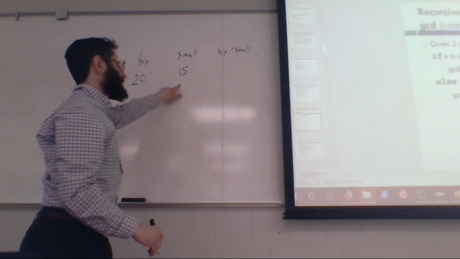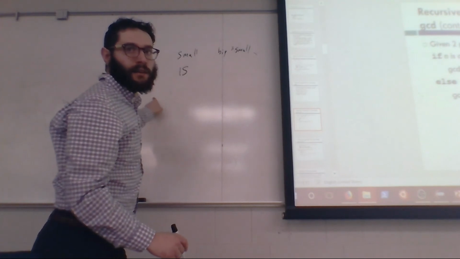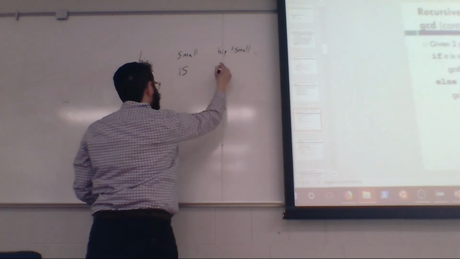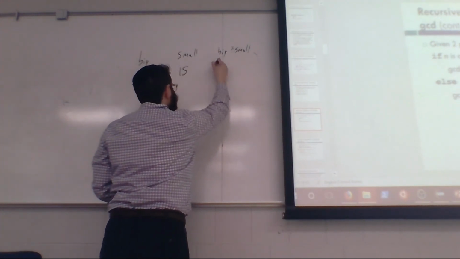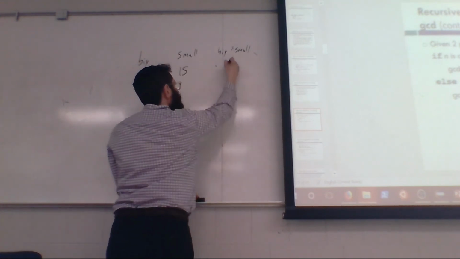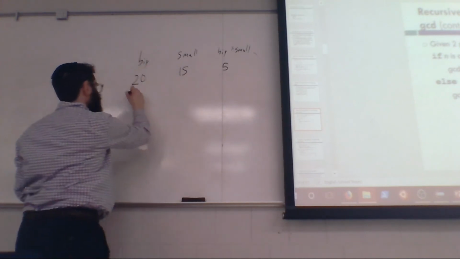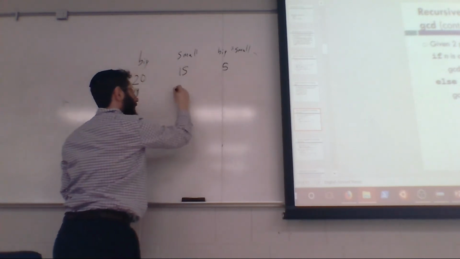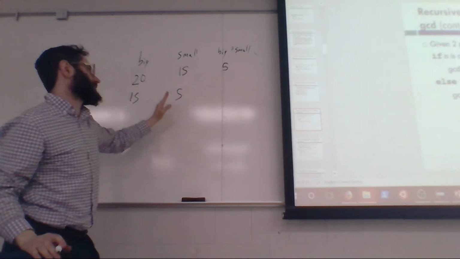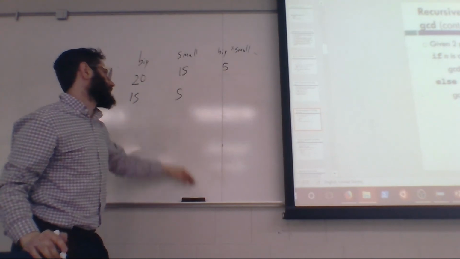Does this number divide this number? Sorry, does this number divide this number? No, it does not. Not evenly, right? So instead, I'm going to calculate big mod small, which is going to be 20 mod 15. That's going to give you a remainder of 5. Okay, and now I do the same algorithm, but I use 15 as my big, and this number 5 as my small. Well, first, actually, I ask, does this one divide this one evenly? Yes, it does. So I'm done.